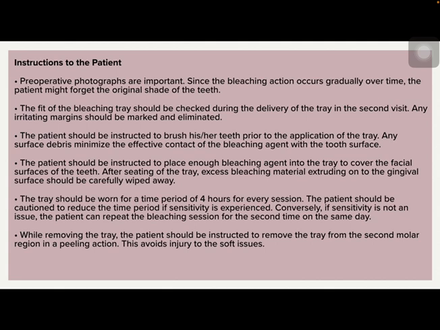The patient should be instructed to place enough bleaching agent into the tray to cover the facial surfaces of the teeth. After seating of the tray, excess bleaching material extruding on the gingival surface should be carefully wiped off. The tray should be worn for a time period of 4 hours for every session. While removing, the tray should be peeled off from the second molar region to avoid injury to the soft tissues.